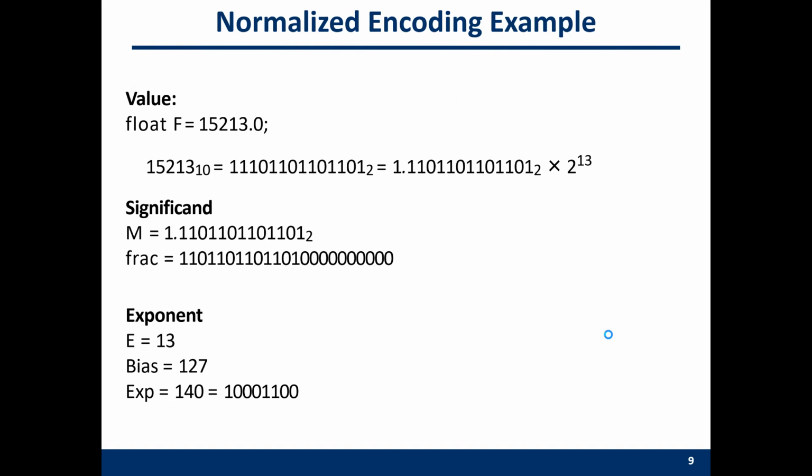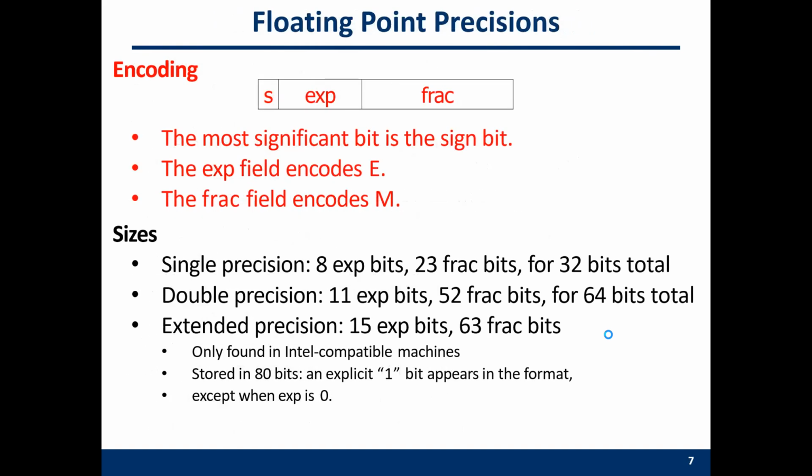So the first one is the fraction, and then we calculate the EXP. We know the actual E is 13 and the bias is 127, so we just add them. So we have 8 bits. Again, in the standard, we have 8 bits.